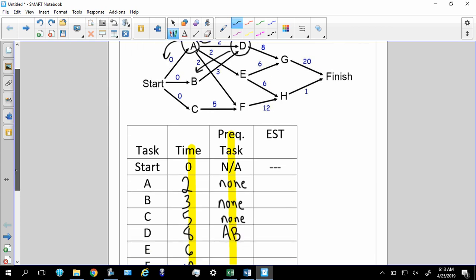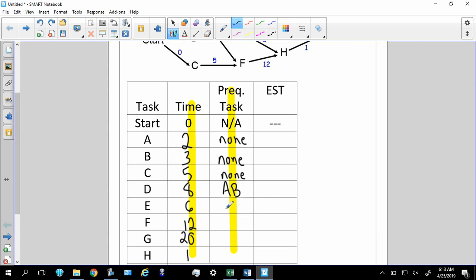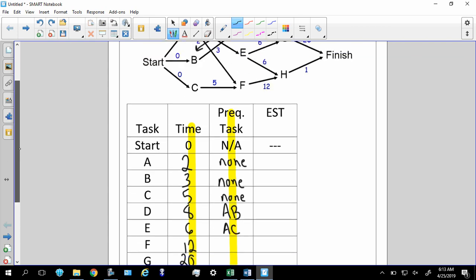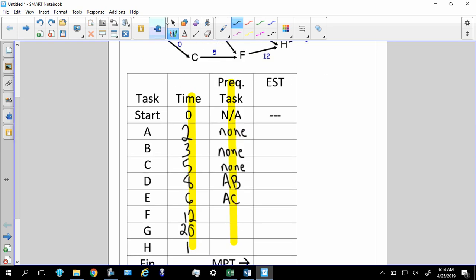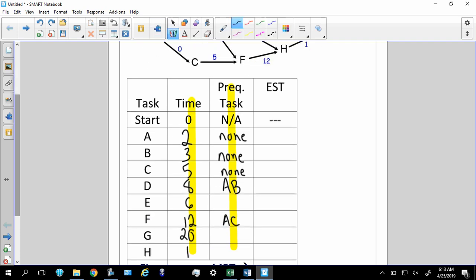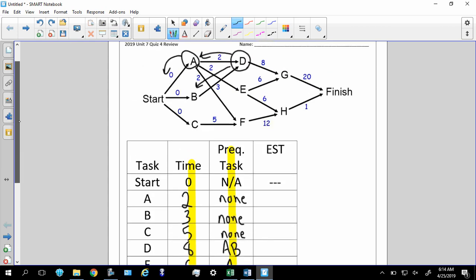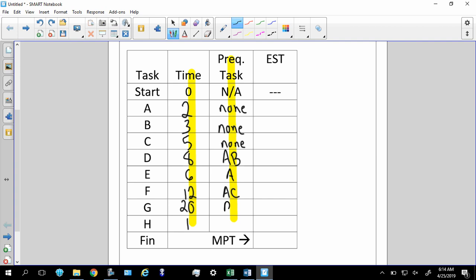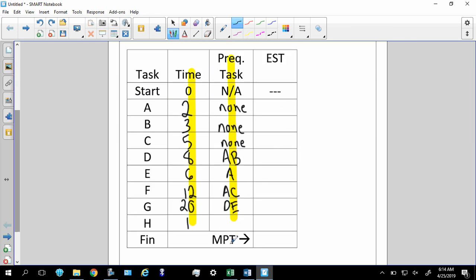So F looks like AC. I said F, didn't I? So I put that in the wrong spot. Let's move that down there. Sorry, E. E is an A. Hopefully you're not telling me in class I messed up. I just fixed it. So G is a DE. And lastly, what is pointing at H? H is an EF.